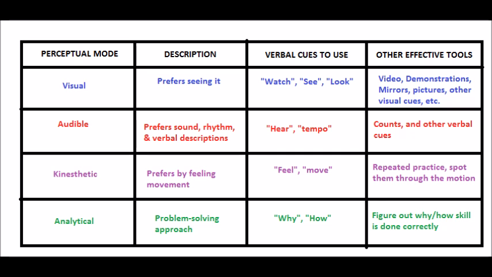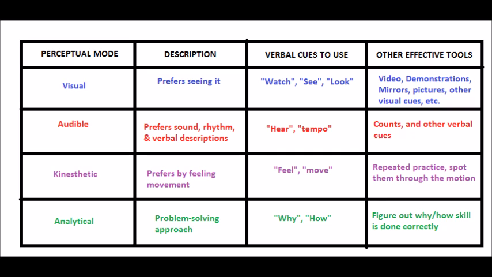The first one is visual. You guys have probably heard of this. You always hear people saying, "Oh, I'm a visual learner," and these visual learners understand concepts better when words such as watch, see, look are incorporated into explanations. Things like demonstrations, videos, pictures, using the mirrors in the gym, and other visual tools are all really effective methods to help these types of learners perceive the information correctly.